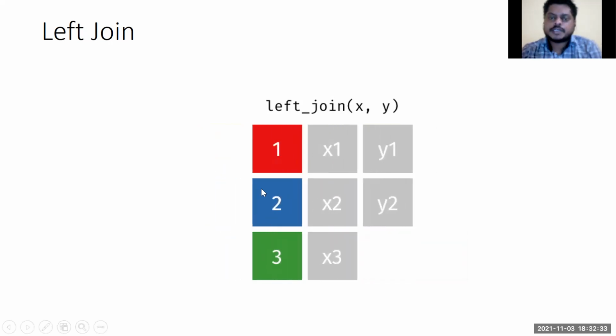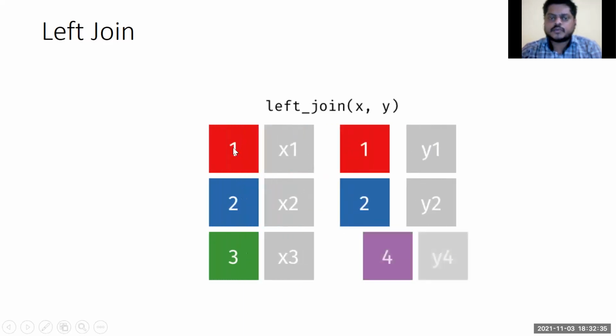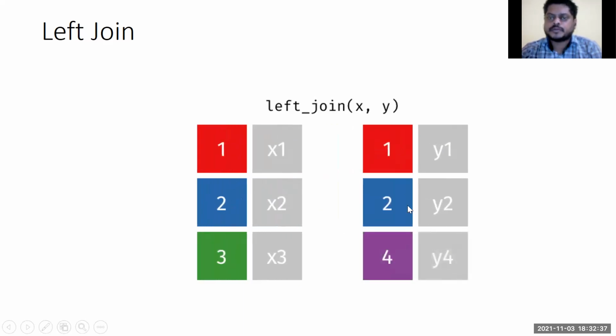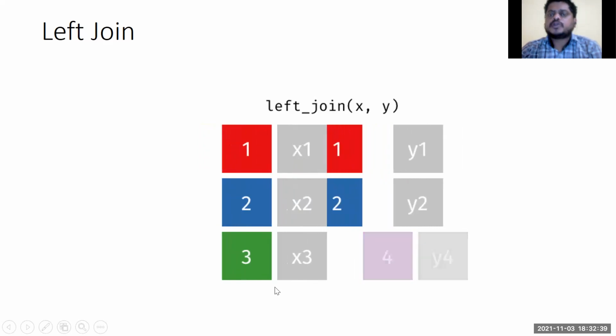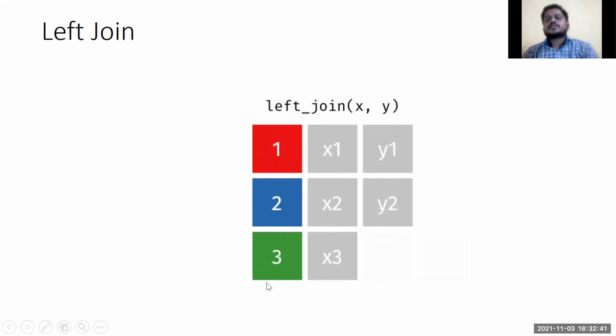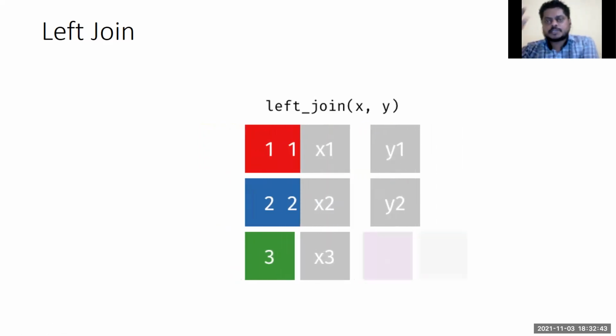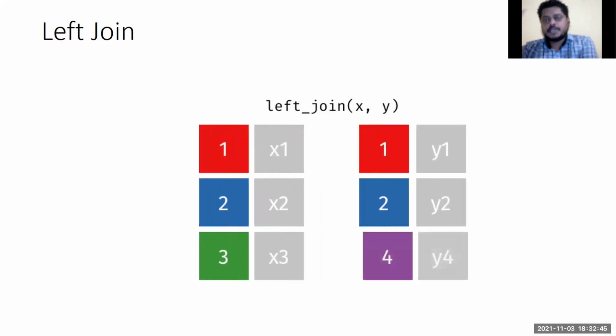In inner join, only the first 2 rows would have been there: 1, 2, x1, x2, y1, y2. The 3 and x3 would not have been there because that is not common to the Y data set. That was the point of discussion on inner join.